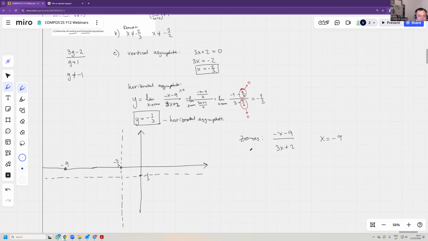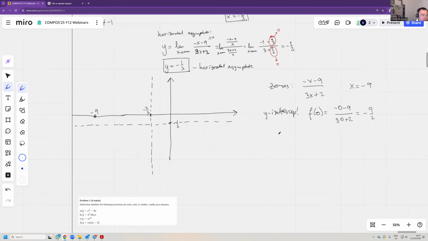And when x is 0, that's the y-intercept. So f of 0 is minus 0 minus 9 over 3 times 0 plus 2. And that is -9 over 2, which is negative 4.5.